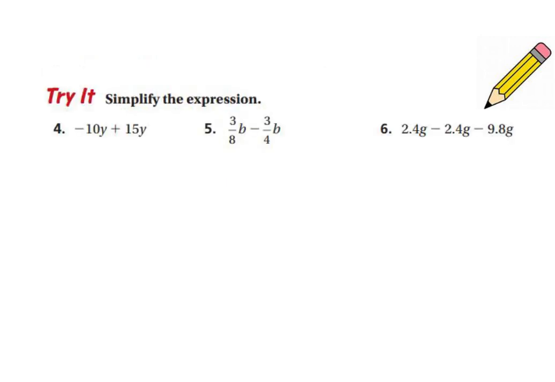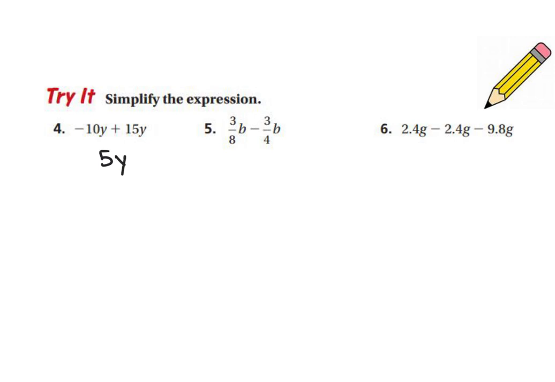Now it's your turn. Simplify the expression. Try it for 4, 5, and 6, and then push play for your solutions. For number 4, 5, and 6, you notice that we already have common terms. So it's just going to be negative 10y plus 15y is going to be a positive 5y.